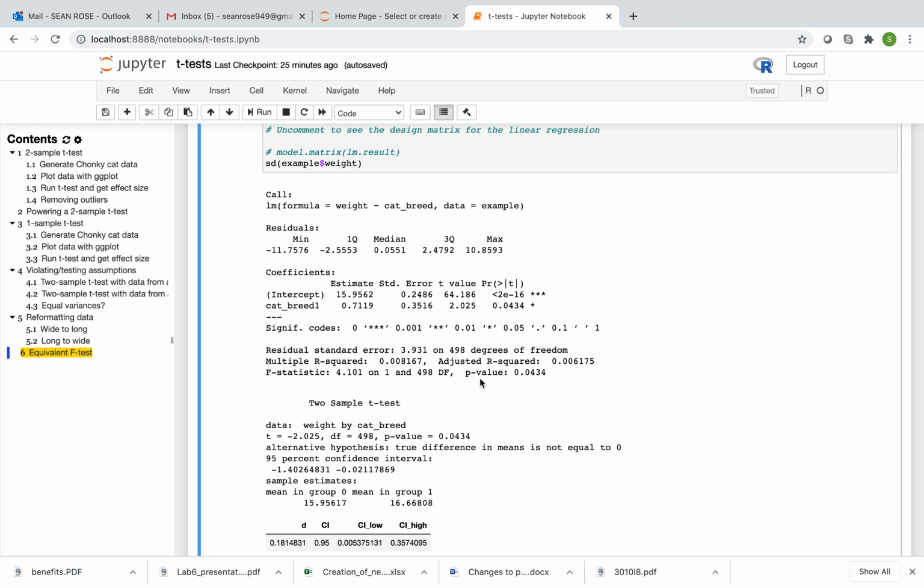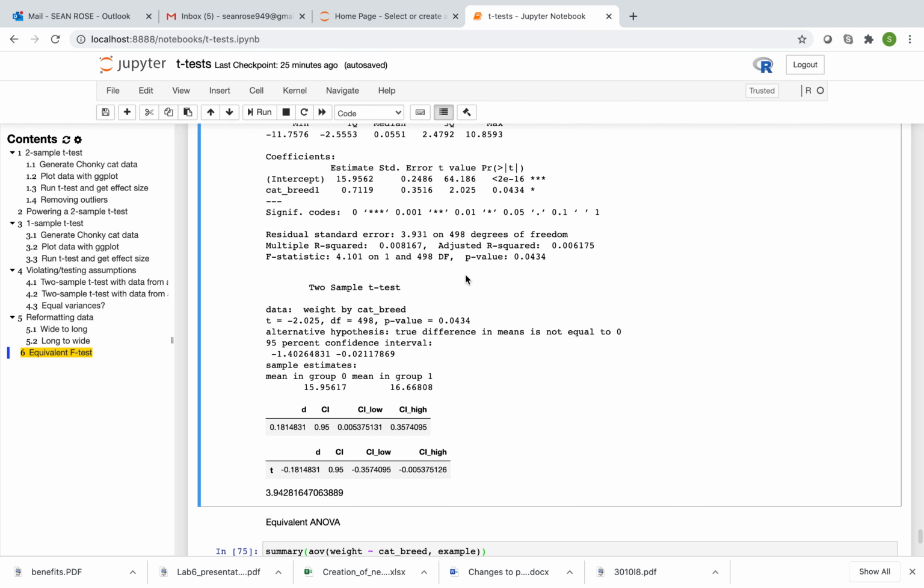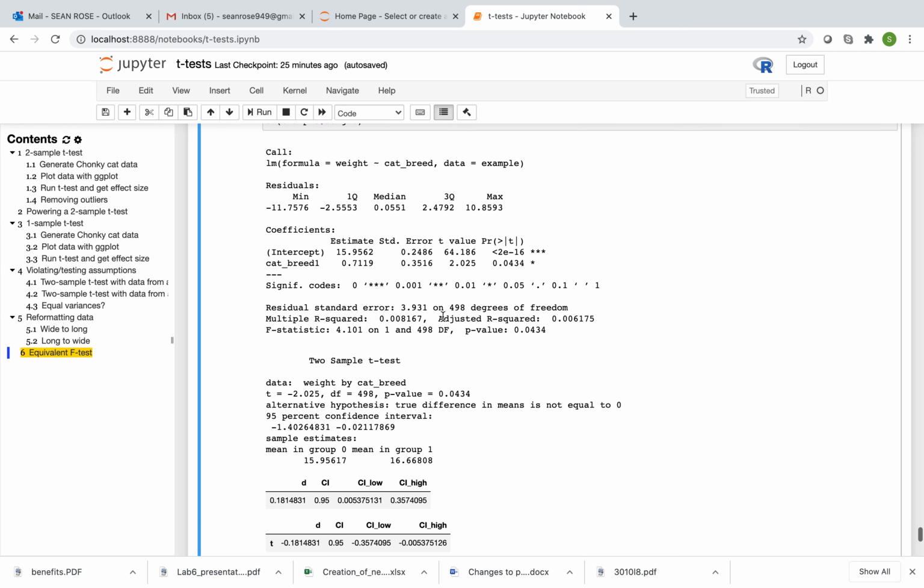The key point I want to make is that you run this little F-test at the bottom here, and it gives you a p-value of 0.0434. And I want you to notice that is the exact same p-value that you get out of the two-sample t-test without Welch's correction. That is because mathematically these two tests are actually equivalent.